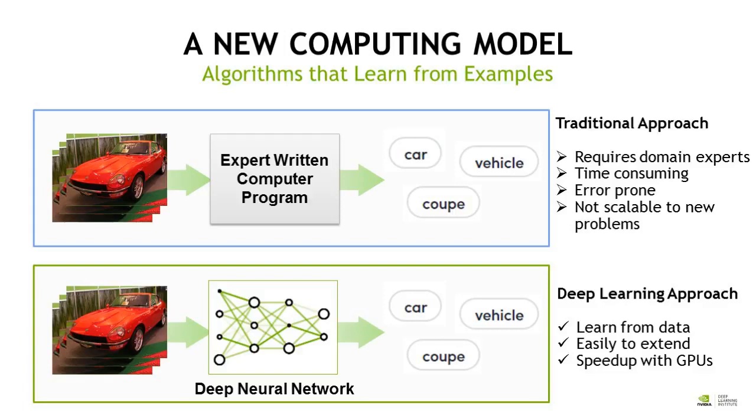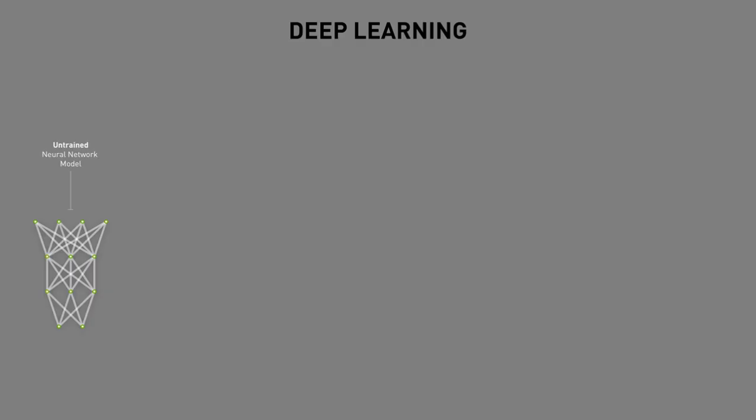And it works not only for computer vision tasks, such as image classification, object detection, and image segmentation, but also for non-visual tasks, such as pattern recognition, speech recognition, and behavior prediction. Let's take a look at how deep learning actually works in practice.